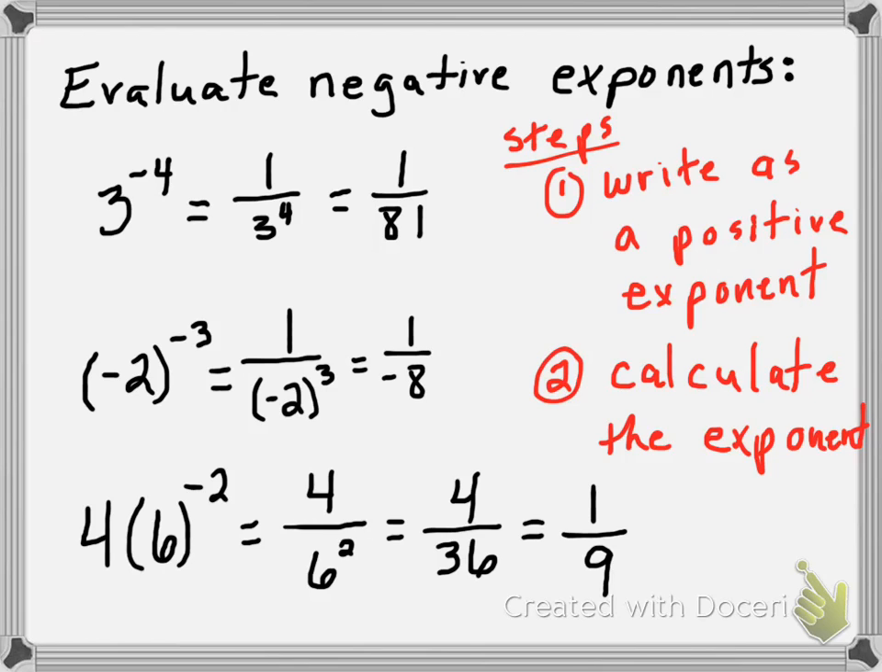So notice, maybe the last step, if you wanted to add a step 3, you could say simplify the fraction. Okay, but we're writing it as a positive exponent. That's what I did on all 3 of these first steps. Write it as a positive exponent. Notice, it doesn't matter whether the number is positive or negative, but the exponent has to be written as a positive. And then I can calculate the answer from there. And if I need to, simplify.